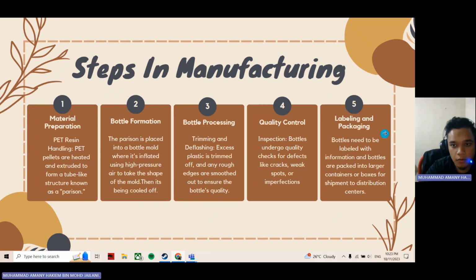And then for the fifth step, we have the labeling and packaging. The bottle needs to be labeled with information, and bottles are packed into larger containers or boxes for shipment to distribution centers. After the bottle is inspected in quality control, it gets labeled and packaged in the boxes, and then it gets shipped out for distribution.